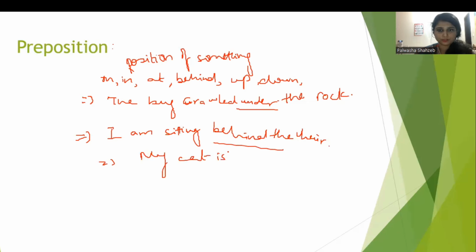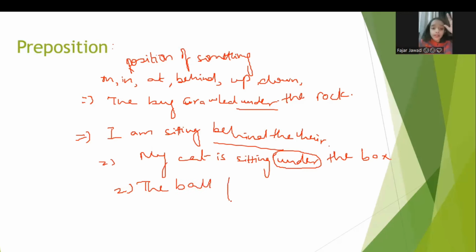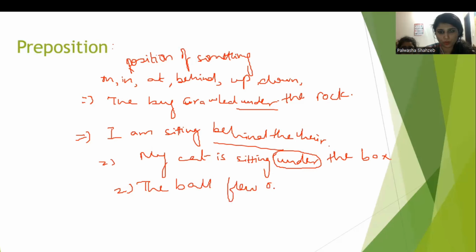Very good. My cat is sitting under the box. How the cat sits under the box is a question to think about, but the sentence is absolutely right. Anybody else who's going to tell me about any last sentence? The ball flew over the car.